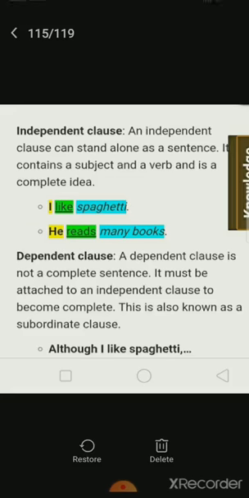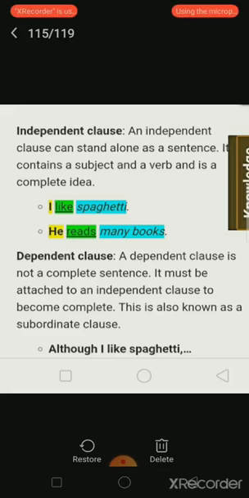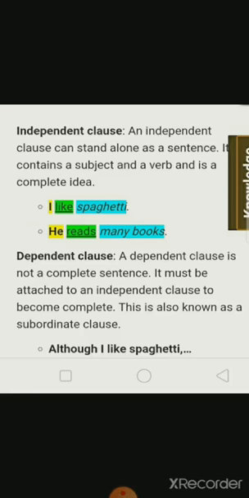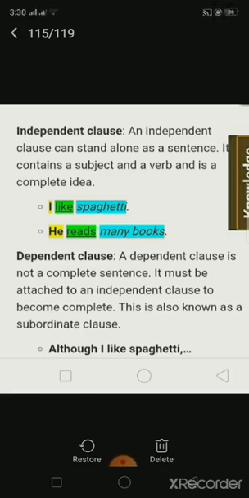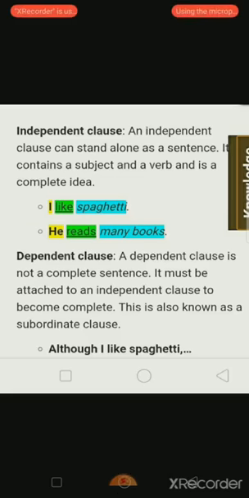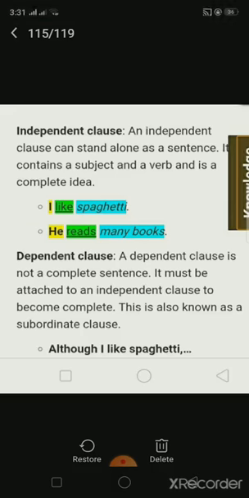In this sentence, subject, verb, and object all are present, and it is giving us the wholesome idea of the doer and what he likes. The second sentence is he reads many books. Again, this sentence is complete in its sense. It's telling us about the whole content. It doesn't seem that there is something missing.